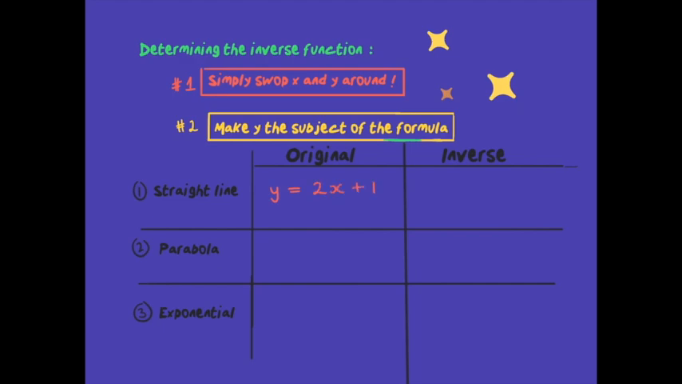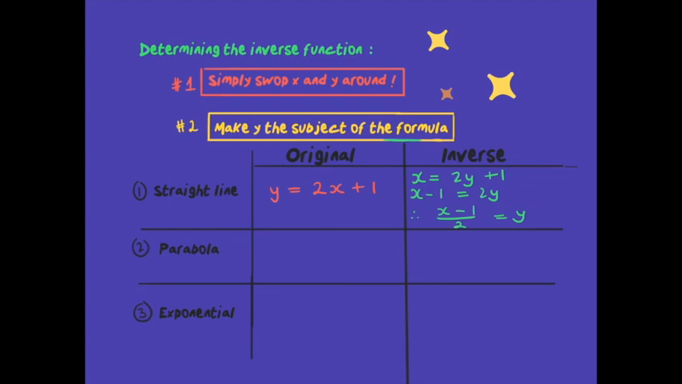If I use that rule now to switch x and y around, so x will be equal to 2y plus 1. Now we need to do step number 2, make y the subject of the formula. So I need to subtract 1 from both sides and then divide both sides by 2. So (x minus 1) over 2 will be equal to y. That would be the equation of my inverse.